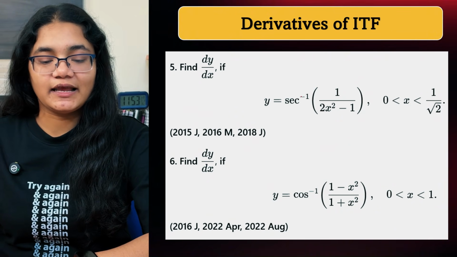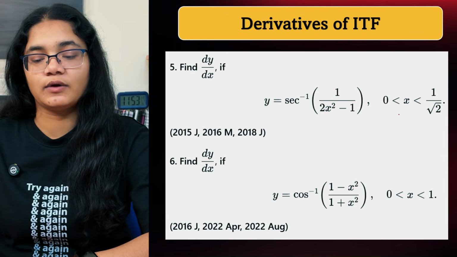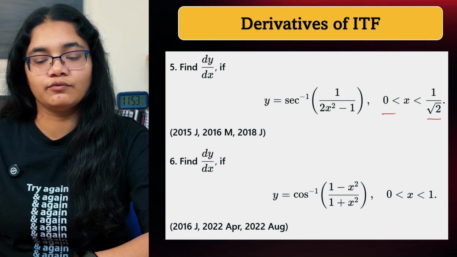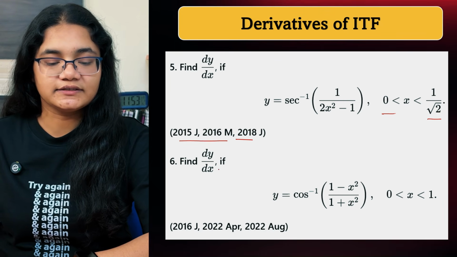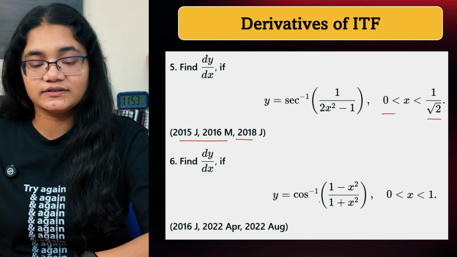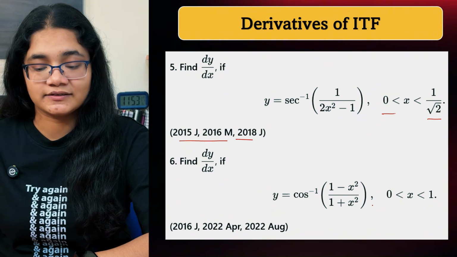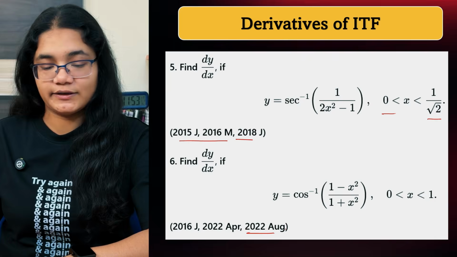Next, find dy/dx if y = sec⁻¹(1/(2x² − 1)), where x is between 0 and 1/√2. This question is repeated continuously over 3 years. Then find dy/dx if y = cos⁻¹((1 − x²)/(1 + x²)), where x is between 0 and 1, and this is also a repeated question.